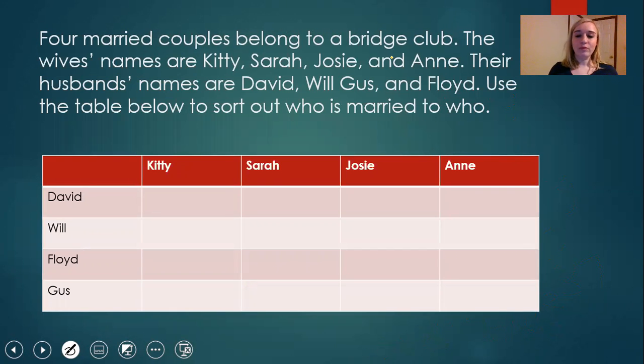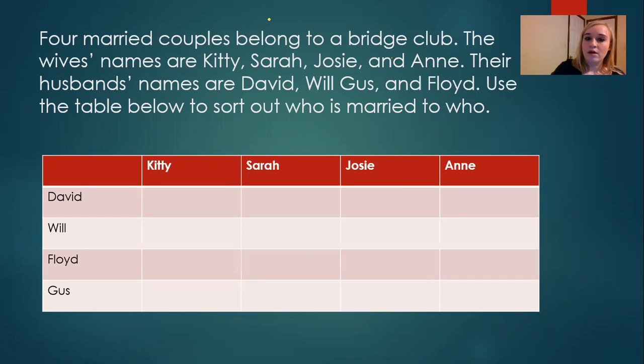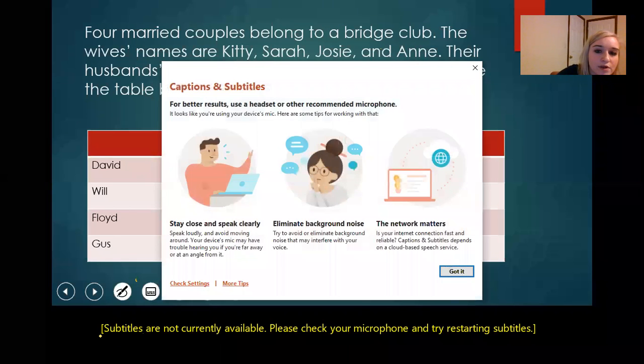Okay. So now this one seems a little tricky, but really it's not that hard. So what we know is that it says 4 married couples belong to a bridge club. The wives' names are Kitty, Sarah, Josie, and Ann. Their husbands' names, in the correct order, would be David, Will, Gus, and Floyd.